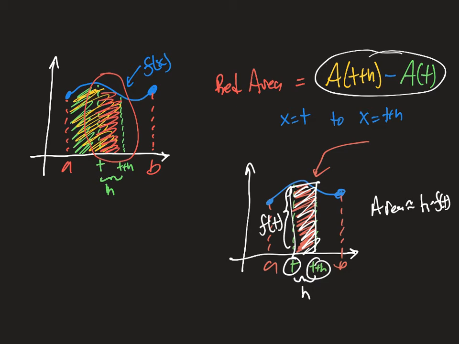And since I know the real area is A of t plus h minus A of t, I can write a new equation. I'm going to write that in right here, and then we'll start a new slide for the math. So the real area, A of t plus h minus A of t, is approximately h times f of t. That's our rectangle. And that equation is what's going to get us where we need to be. So let me start that on a new slide, and we'll pick up where we left off.